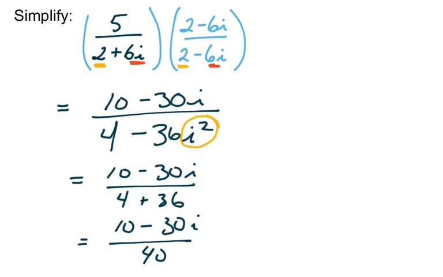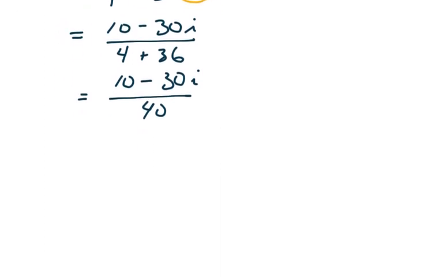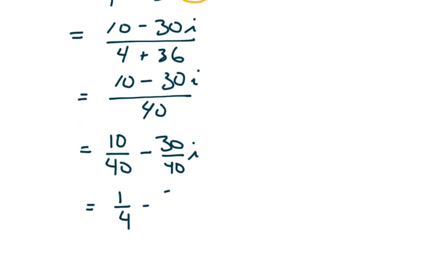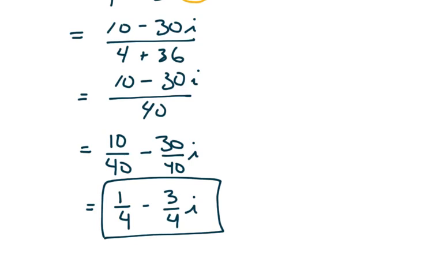It's a complex number. So we need to write it like it's a complex number, which means we have to split it up into two terms. We do that just by going 10 divided by 40 minus 30 divided by 40. Now we have a real term first and the imaginary term second. But we are still talking about fractions, so go ahead and simplify your fraction. 10 divided by 40 is 1/4. 30 divided by 40 is 3/4. So there's our final simplified answer of 1/4 minus 3/4 i.